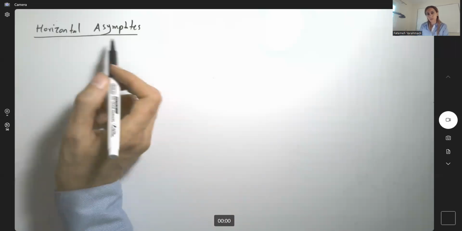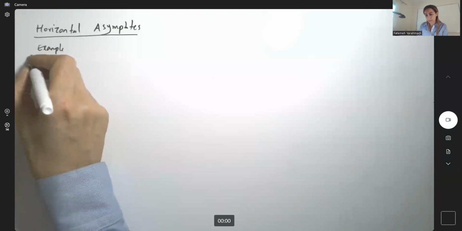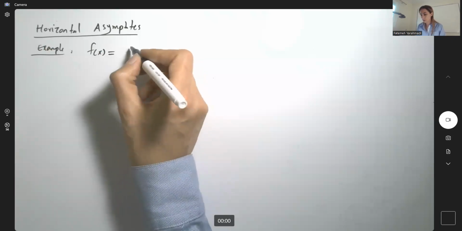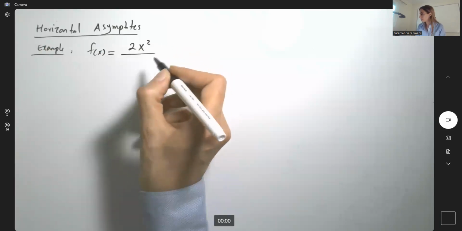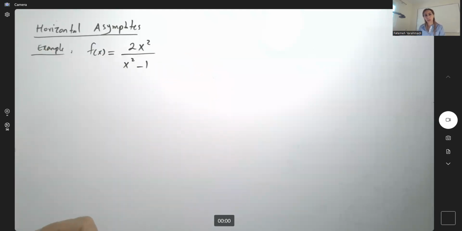So to talk about horizontal asymptote, let us go over one example. In this example, I give you f of x equals 2x squared divided by x squared minus 1. I ask you to find the horizontal asymptotes for this function.